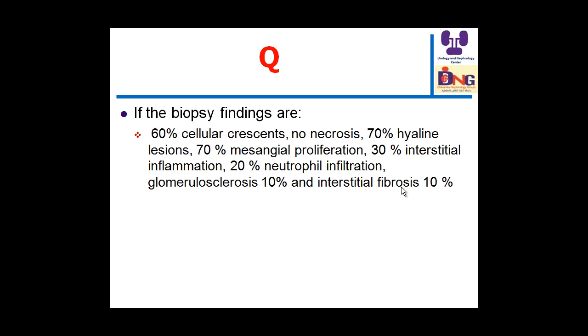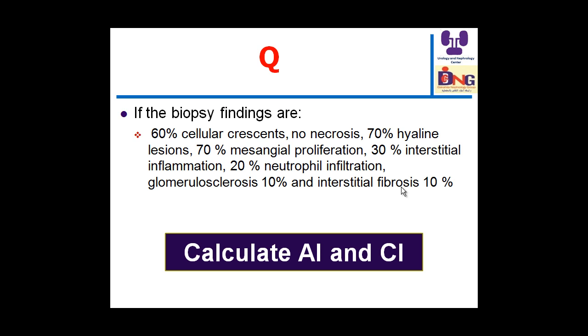If the biopsy findings are 60% crescents, no necrosis, 70% hyaline lesion, 70% mesangial proliferation, 30% interstitial inflammation, 20% neutrophil infiltration, glomerulosclerosis 10%, and interstitial fibrosis 10%, calculate the activity and chronicity indices. If you review, 60% crescents means a score of 3 multiplied by 2. So crescents in 60% means 6 points. No necrosis. 70% hyaline lesion, another 3. So 6 plus 3 equals 9. 70% mesangial proliferation, another 3. So the score up to this moment is 12.